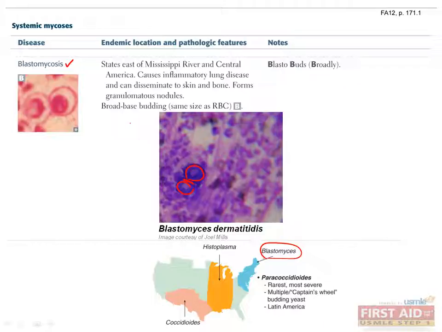This is in contrast to Cryptococcus, a fungal species we'll talk about in the opportunistic fungi section. Cryptococcus has narrow base buds, meaning the base, where one spore buds off of the other, is very narrow, as if it could be pinched off easily.